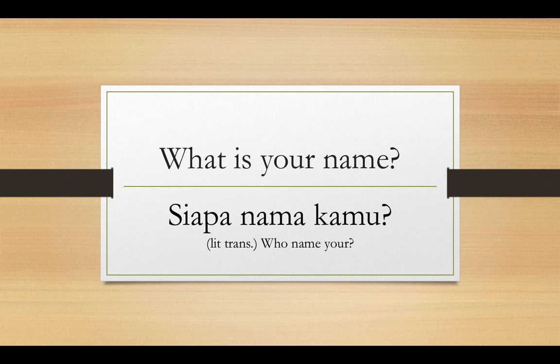So, the first sentence that we're going to learn here is "what is your name?" And "what is your name" translates to "siapa nama kamu" in Malay. The literal translation for this is "who, name, your." So basically, siapa for who, nama for name, and kamu for your. In the formal Malay, we would say this as "siapa nama kamu," but in the informal Malay, we would say this as "siapa nama kamu."